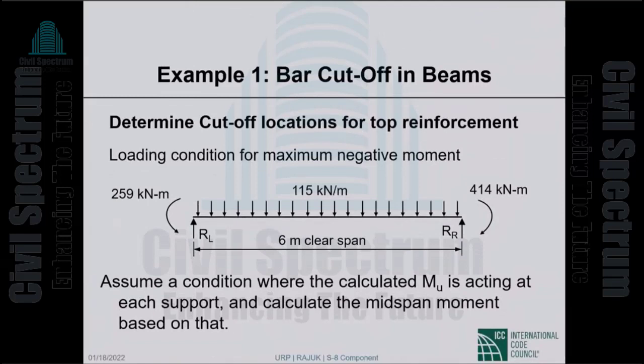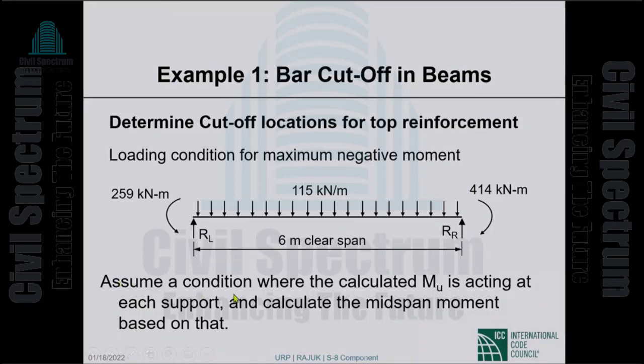So far everything has checked out. Now loading condition, now the top reinforcement cutoff. Remember we have 4 number 32 at one support, 4 number 25 at the other support. So loading condition for maximum negative moment. We take the maximum negative moment from page 1.